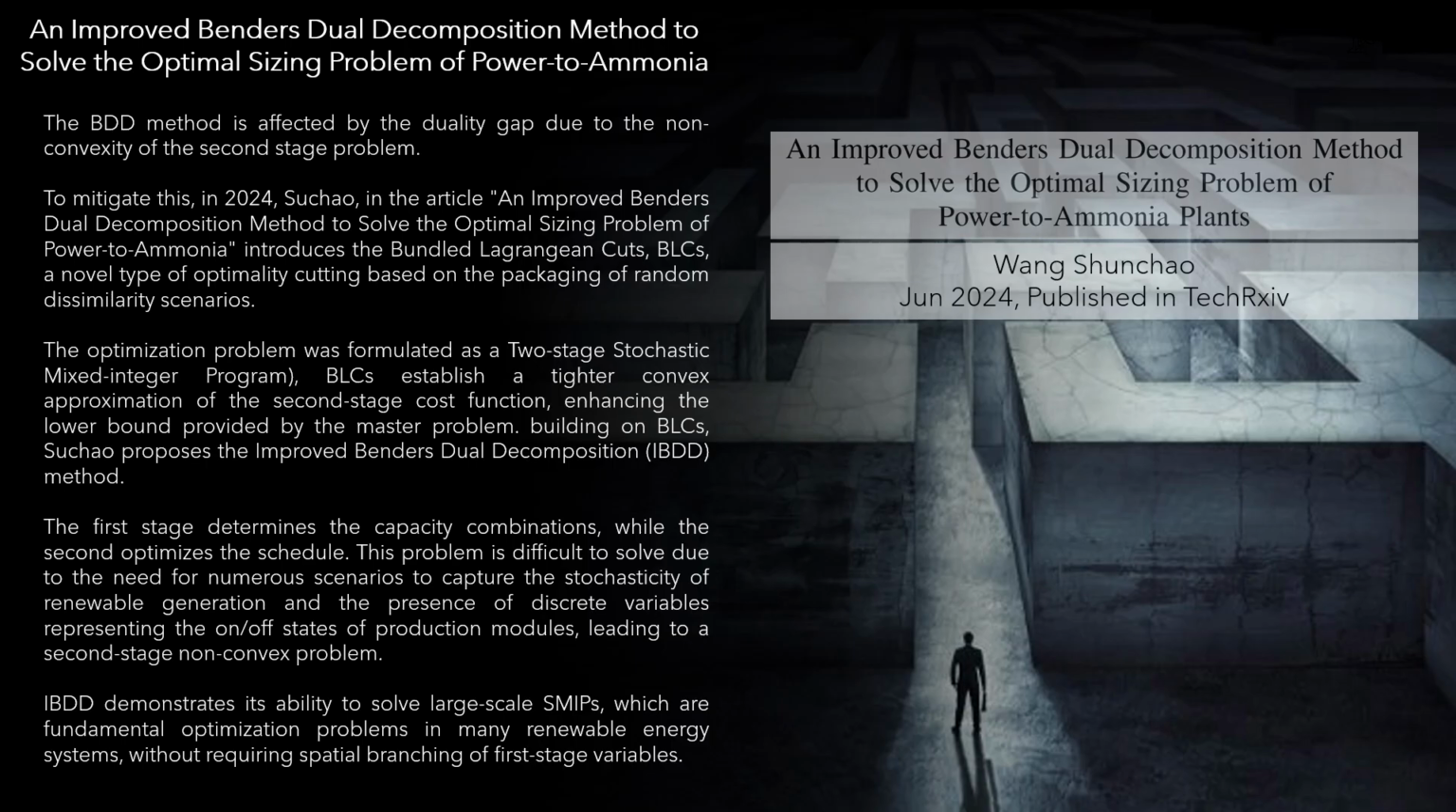The first stage determines the capacity combinations, while the second optimizes the schedule. This problem is difficult to solve due to the need for numerous scenarios to capture the stochasticity of renewable generation and the presence of discrete variables representing the on/off states of production modules, leading to a second-stage non-convex problem. IBDD demonstrates its ability to solve large-scale SMIPs, which are fundamental optimization problems in many renewable energy systems, without requiring spatial branching of first-stage variables.